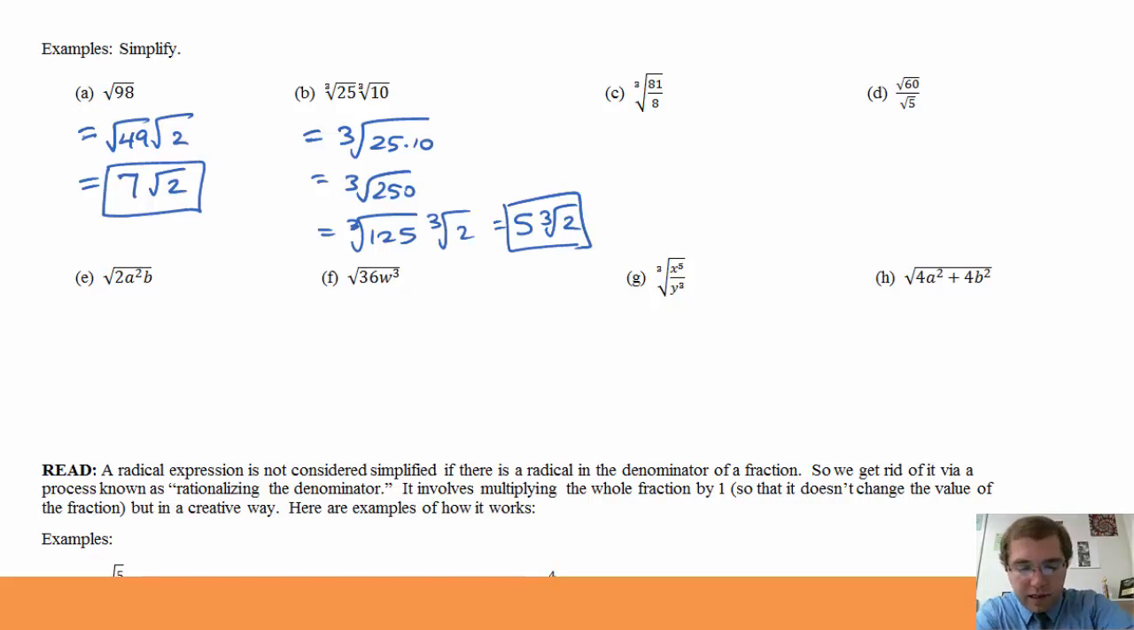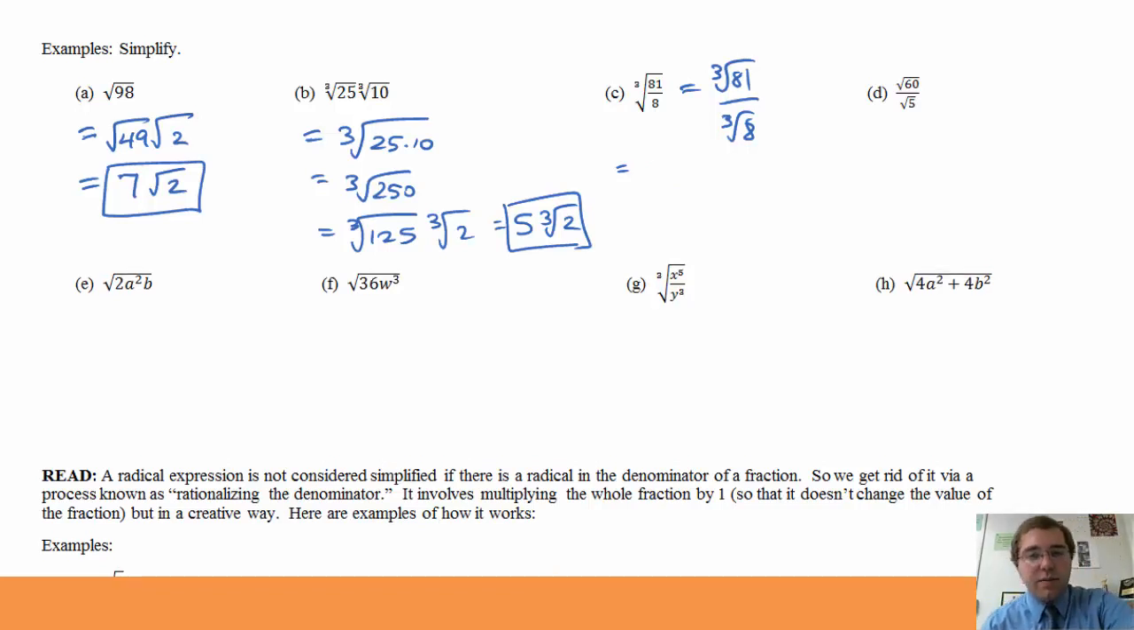So example C, the cube root of 81 over 8. I can take a fraction and split it up into the cube root of the top over the cube root of the bottom. Okay? Do I happen to know the cube root of 81? Well, I don't, but I know a number that divides into 81 that I do know the cube root of. 27. 27 goes into 81 and does so 3 times. So this is really the cube root of 27 times the cube root of 3.